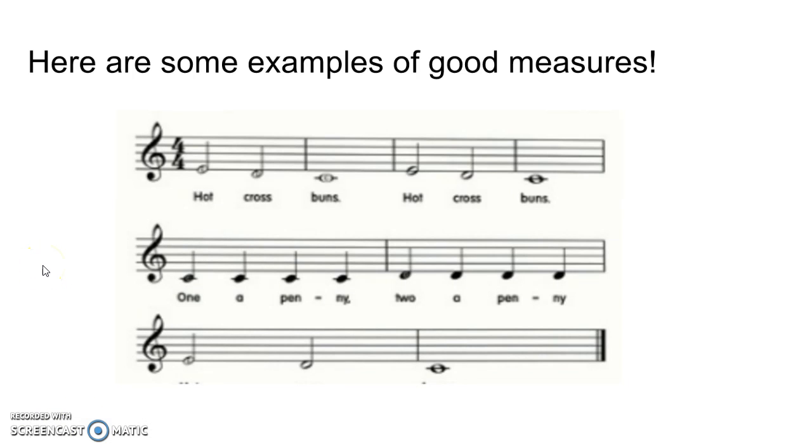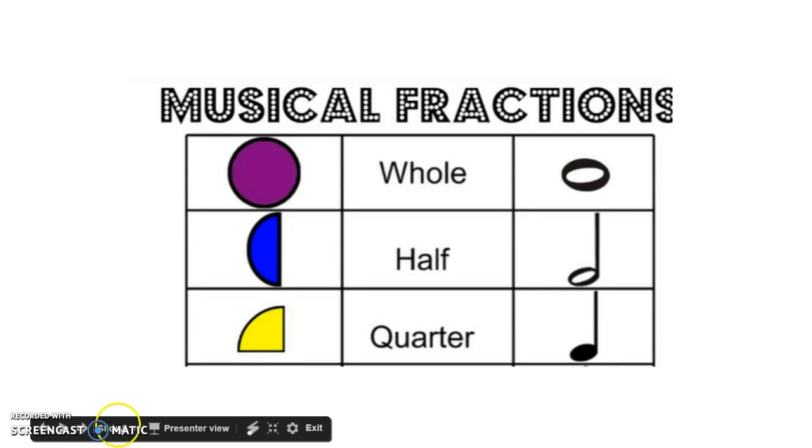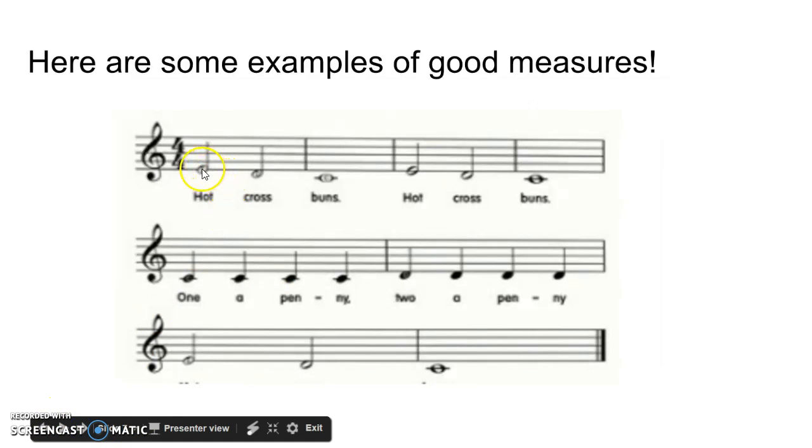Here are some good examples of good measures. This is the song you all played on the recorder. Oh, excuse me. Hot Cross Buns. So this is whole, or excuse me, half, half, whole. So 1, 2, 3, 4. This gets 4 beats. A half note gets 2 beats. Half note gets 2 beats. 2 plus 2 equals 4. A whole note gets 4 beats.